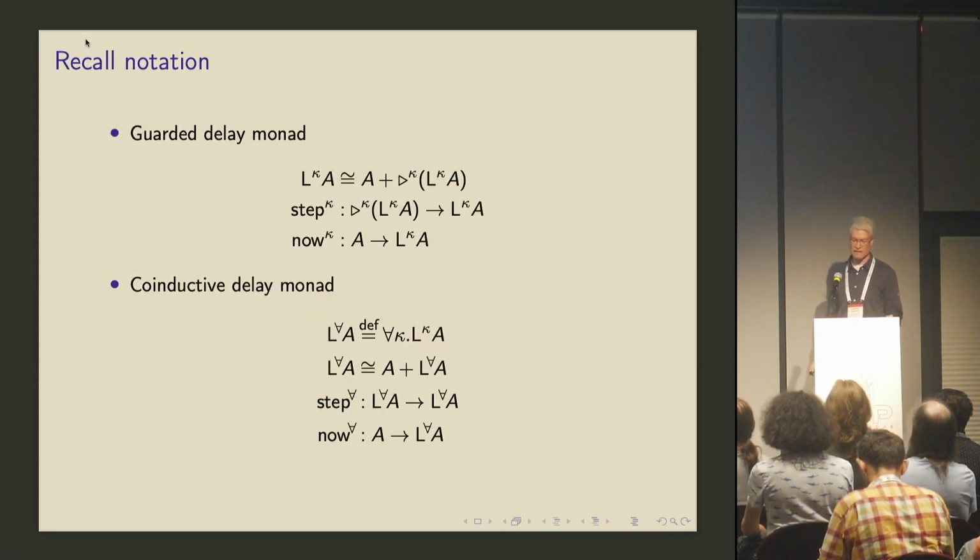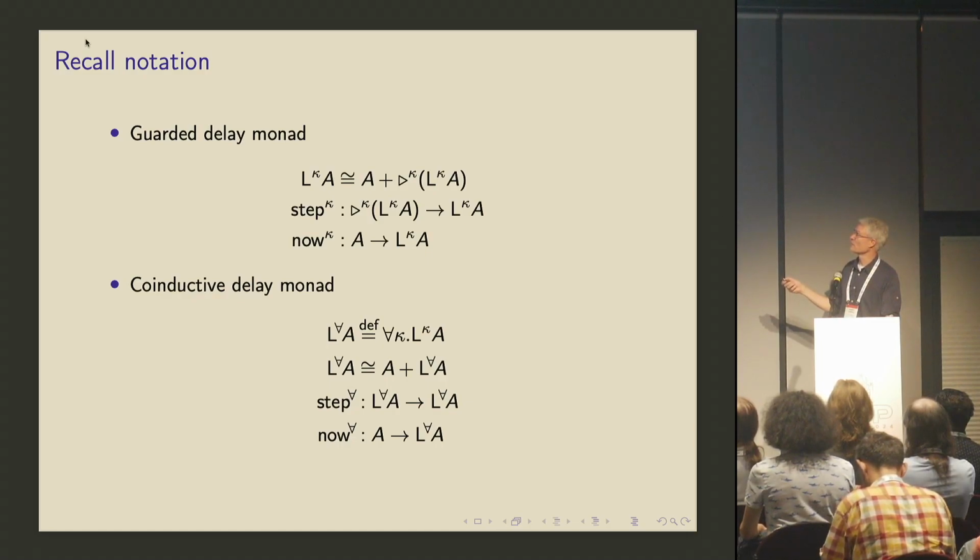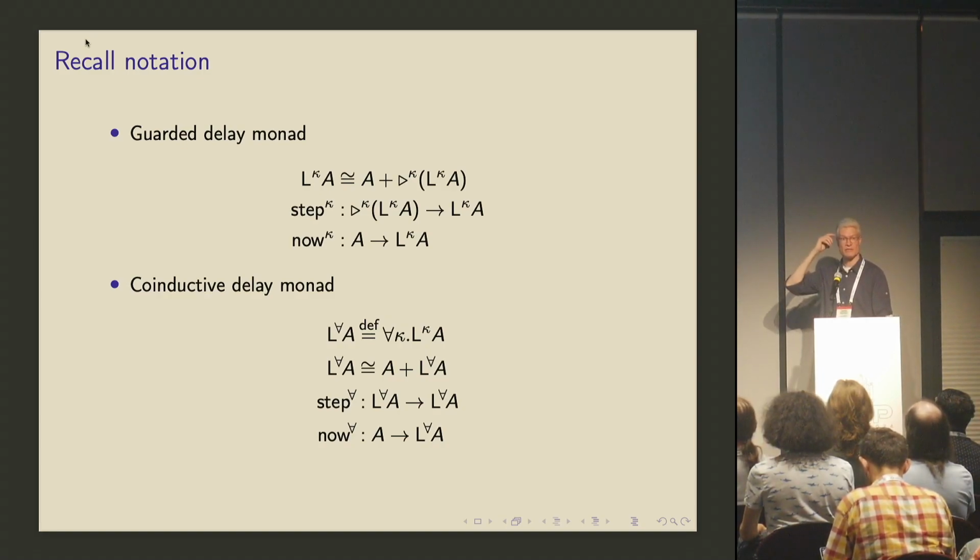Okay, so here's the guarded delay monad again. We've seen that a few times. It's the solution to this equation here. And just to remind you that I'm calling this inclusion step and this inclusion now. There's also a co-inductive version here, which I get by just quantifying over the clock. That satisfies this equation here. There's a step here without a later, and there's a now here. I'm using for all whenever I'm talking about the co-inductive one, and the clock kappa whenever I talk about the guarded one.